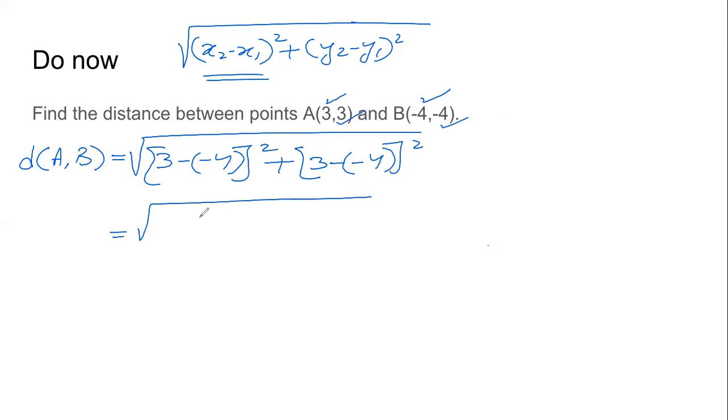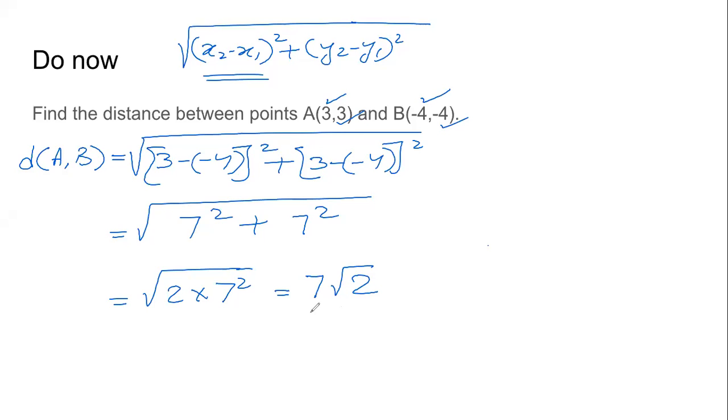So we have the square root of (3 plus 4 is 7) square plus (3 plus 4, 7) square. Now 7 square plus 7 square means 2 times 7 square. Now, when we apply the square root, there are 2 7s, one will come out and the 2 will remain inside. So the answer is 7√2. The distance between the points A and B, where the coordinates of the point A are 3 and 3, and the coordinates of the point B are -4 and -4.